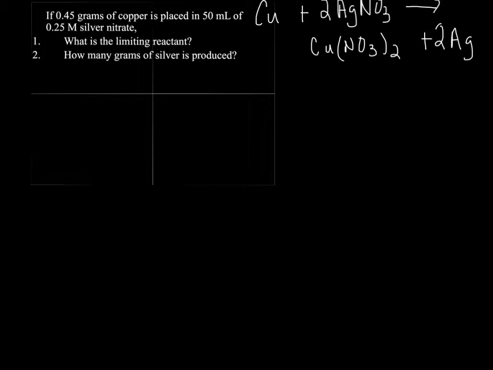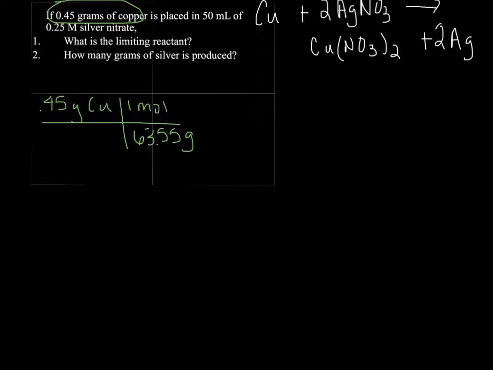Now that I've made a little more room for myself, I'm going to start out with my 0.45 grams of copper in my first T table. I'm going to convert this to moles using my molar mass. Molar mass of copper is 63.55 grams for every 1 mole of copper. I'm going to go to silver using my mole ratio. There's 1 mole of copper for every 2 moles of silver. 1 mole of copper goes on the bottom, 2 moles of silver on top.